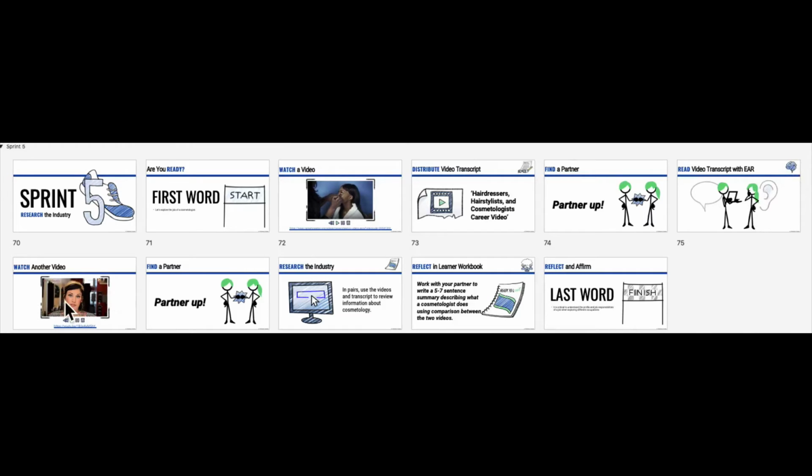Then they watch another video, partner up with a different person, and in their pairs they use the videos and the transcript to review information. So now they're consolidating information, they're comparing their transcripts from these different videos, they're doing that together in a peer, they're having that conversation, and then finally they reflect in a learner workbook. With their partner, they write a 5 to 7 sentence summary describing what the cosmetologist does using comparison between the two videos.